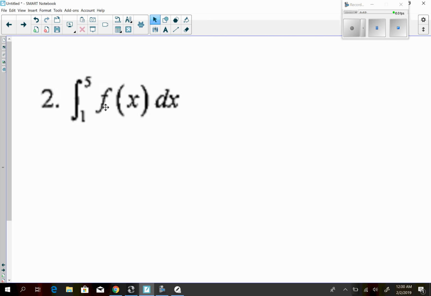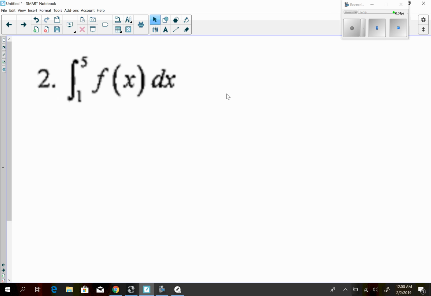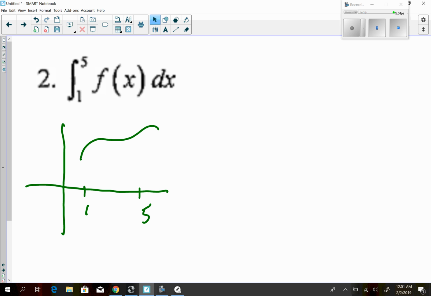So 2 is the number of the problem. This is some general function f of x. So if here's the y-axis and here's the x-axis, from x equals 1 to 5, the function is whatever. The integral means the area between this function and the x-axis from x equals 1 up to x equals 5.